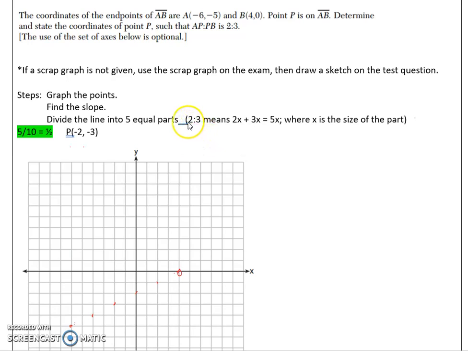5 parts. A ratio of 2 to 3 means that there are 2 parts and another 3 parts to give us 5 parts, and X is the size of the part. The question is asking us to divide this into a ratio of 2 to 3. So we have 2 parts right here, and we have 3 parts right here. And so therefore the P is going to be that point right there, which is the point -2, -3. This work is sufficient enough for you to show as long as you have a sketch of this.